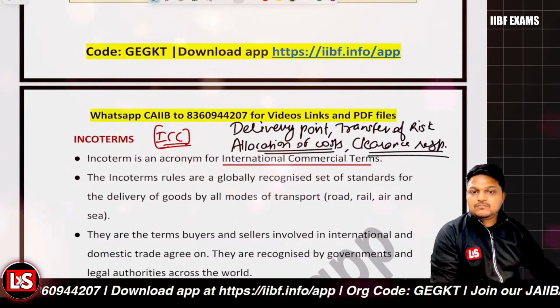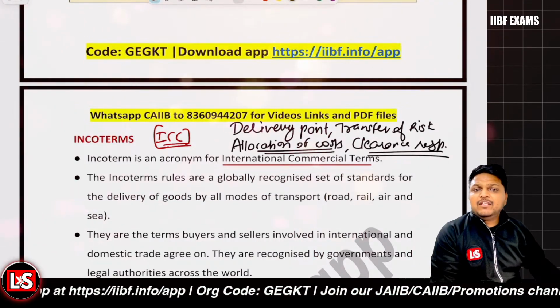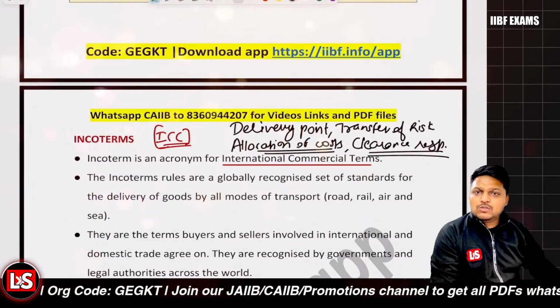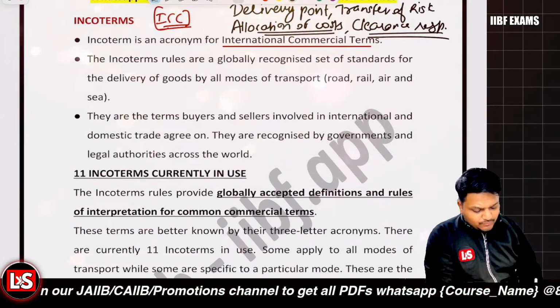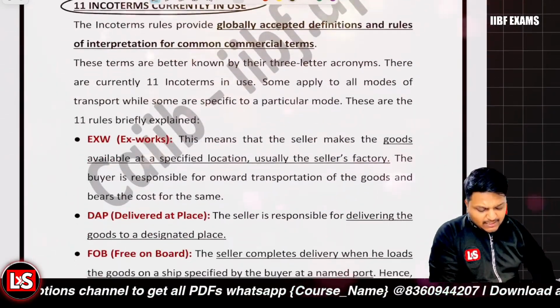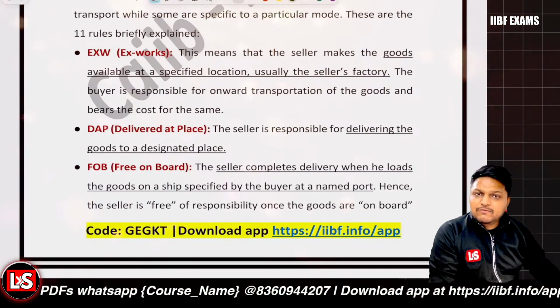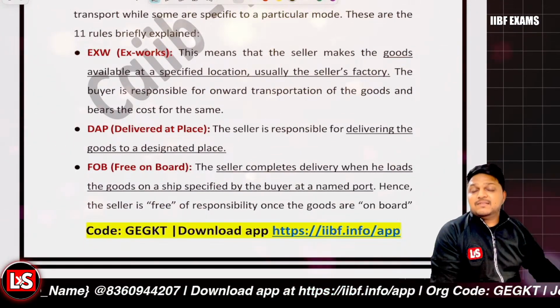Clear? And further, as of the current version, we have a total of 11 rules. What are those 11 rules? Let me tell you one by one. The first one is the EXW, where the seller is going to deliver on the premises.